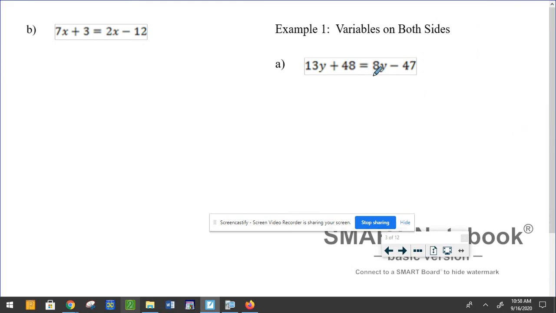When you're solving an equation that has variables on both sides, you want to send all variables to one side, all numbers to the other side. So I'm going to subtract 8y from both sides. I'm also going to subtract 48 from both sides because I'm going to send the 48 to the right side. You can do this all in one step. You end up with 5y is equal to, that cancels out, negative 95. So you end up with y is equal to negative 19.